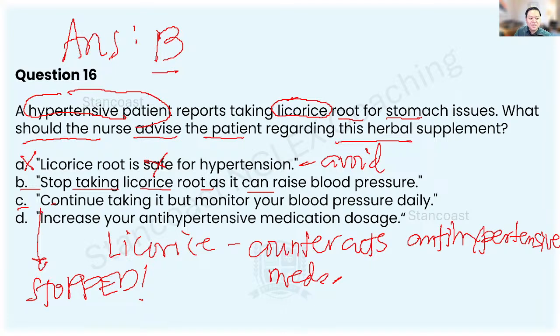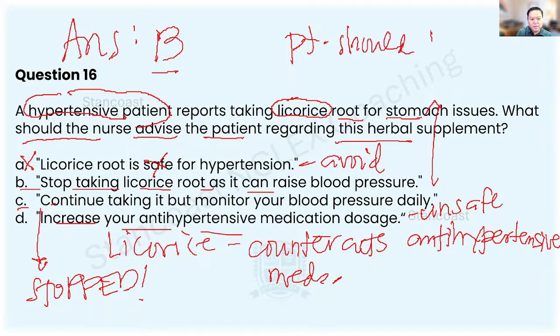Okay. Now, if you answered letter D, adjusting medication, increase your antihypertensive medication dosage. No, it is an unsafe practice. You should talk to the medical provider first before adjusting the dose. Unsafe. Patient should talk first with the medical provider first.